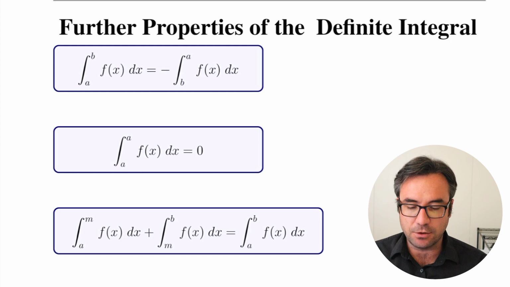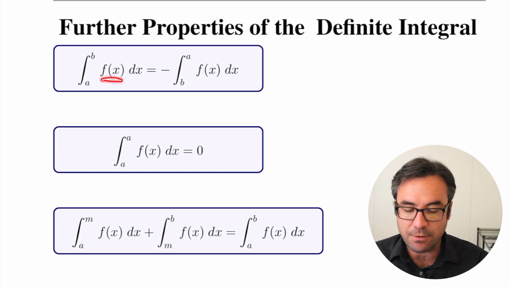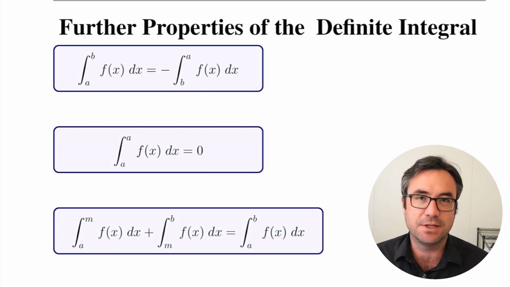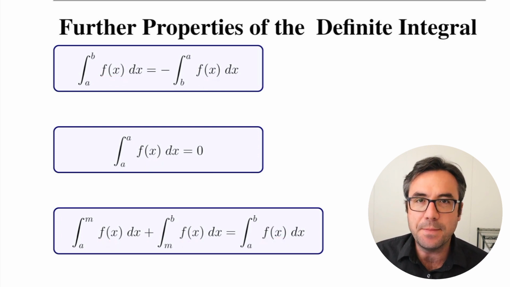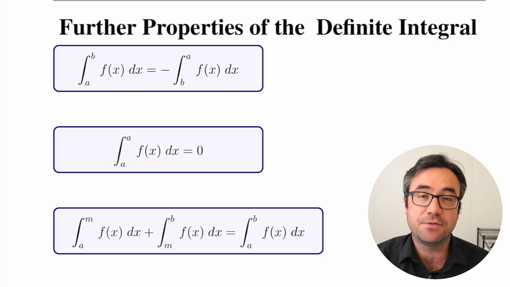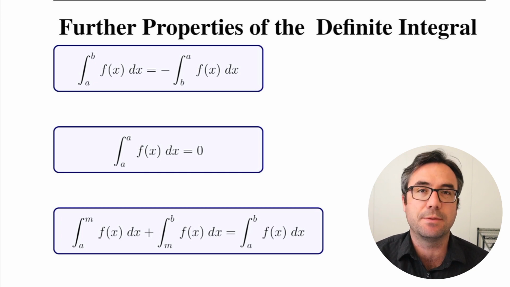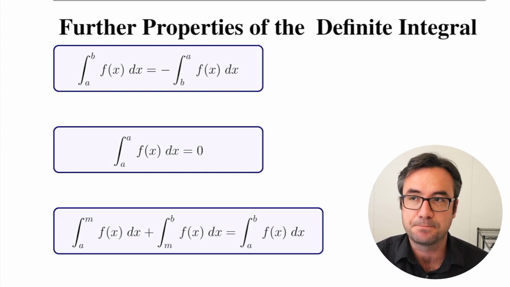So if you look at these three properties that we have, our function that we're integrating in each of these, that's not the main story. It's just f of x. The main story in each of these three properties is the limits of integration. So something is special about the limits of integration in each of these.